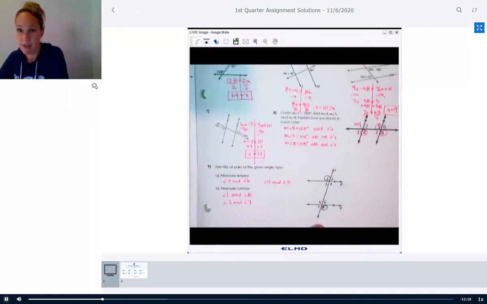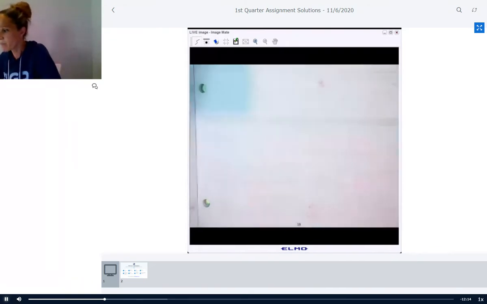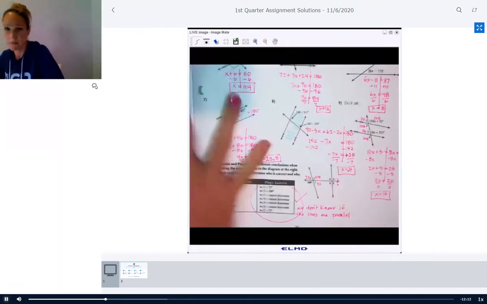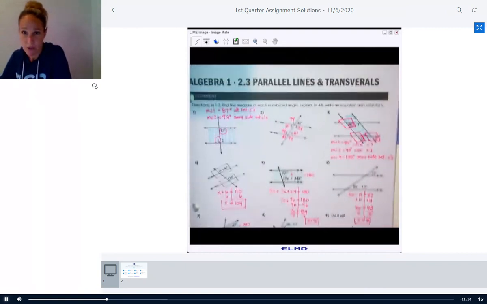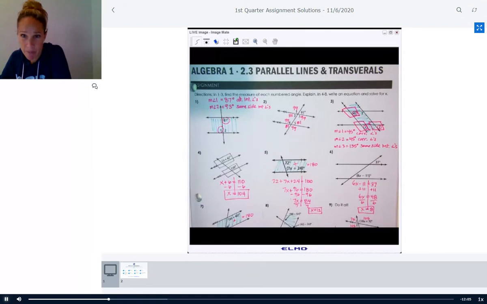And here is the rest of that assignment. Moving on to 2.3. So 2.3, we've got parallel lines and transversals. This is kind of a long one. Here's the answers for questions 1 through 6.